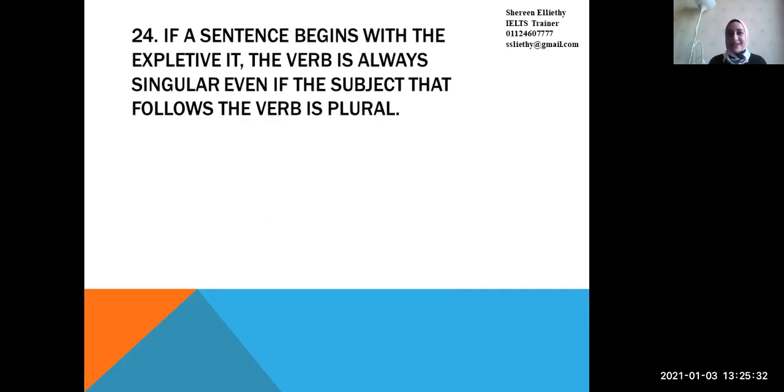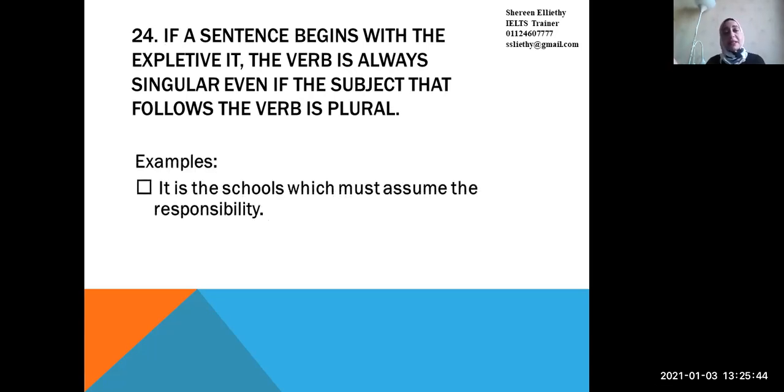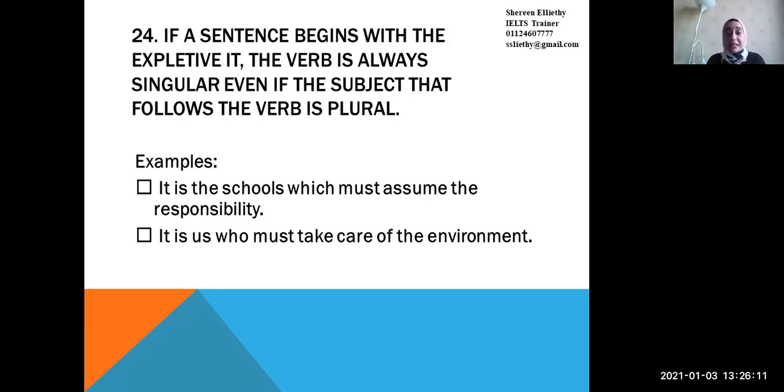Okay, this one. If a sentence begins with the expletive it, the verb is always singular, even if the subject that follows the verb is plural. For example, it is the schools which must assume the responsibility. So when I start a sentence with it to emphasize, I need the singular verb, even if the subject that follows, the schools, is plural. I'm emphasizing that it is the schools' responsibility. But I cannot say it are, no way. Here I'm using it for emphasis. It is us who must take care of the environment, hopefully.